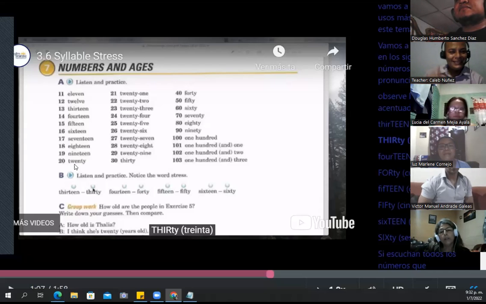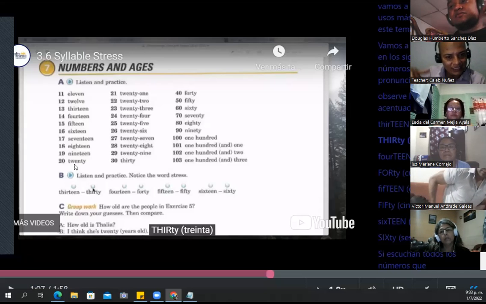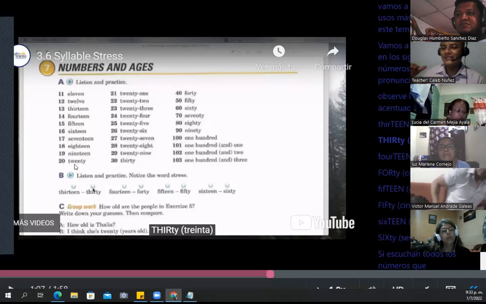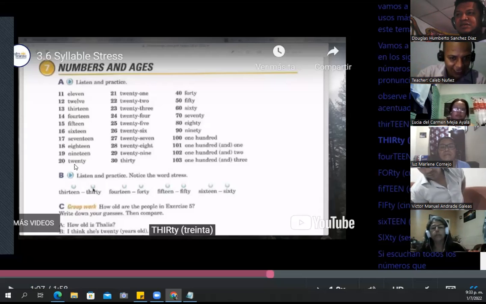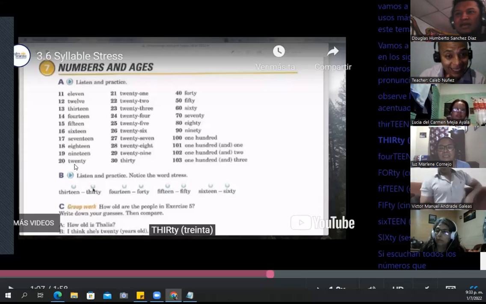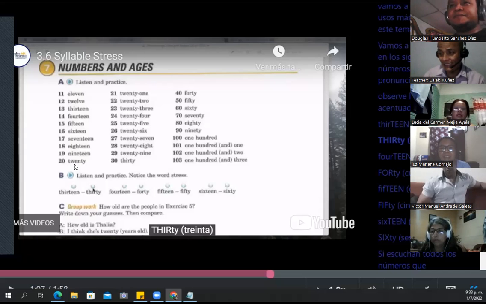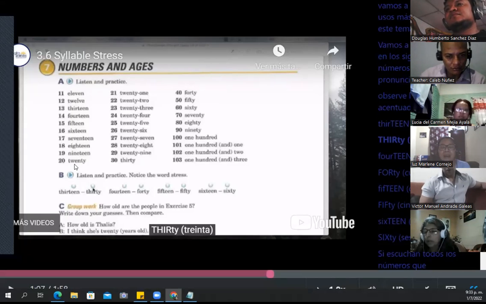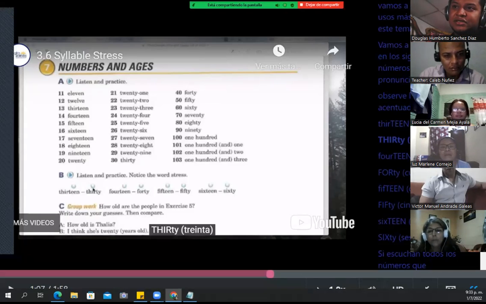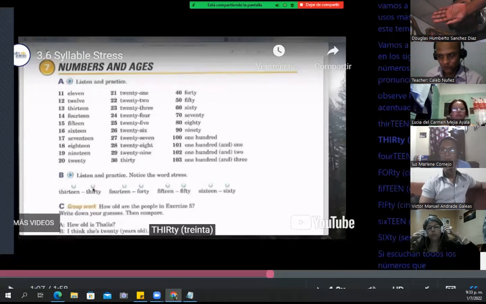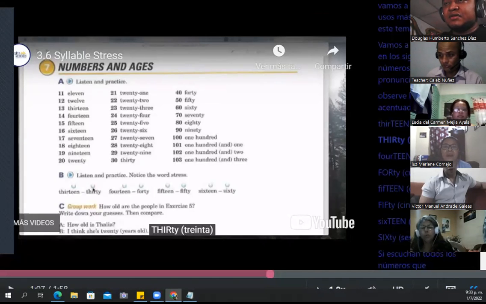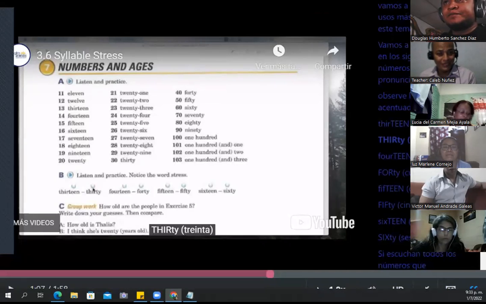40. ¿Y qué estoy haciendo? Que las decenas llevan falling intonation. La entonación de las decenas es descendente. ¿Sí? 60, 70, 80, 90, 100. El 00 es 100. 100. 101. Usted puede decir 101 o puede decir 101.